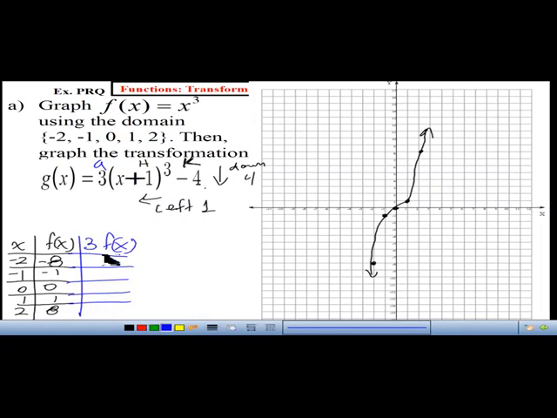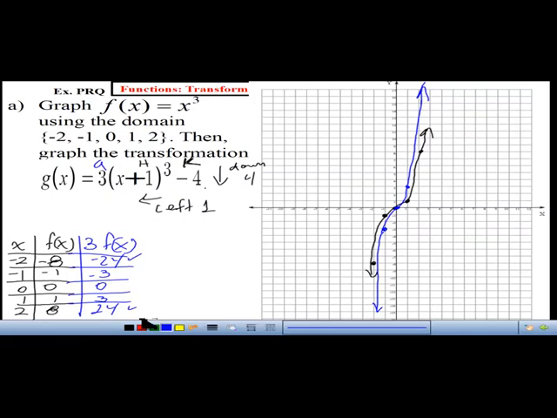So what is 3 times negative 8? Negative 24. 3 times negative 1, negative 3. 3 times 0 is 0. 3 times 1 is 3. 3 times 8 is 24. Now, obviously, we can't graph these last ones, but these we can. Negative 1, negative 3. 0, 0. 1, 3. And what did it do? It stretched it. There it is.